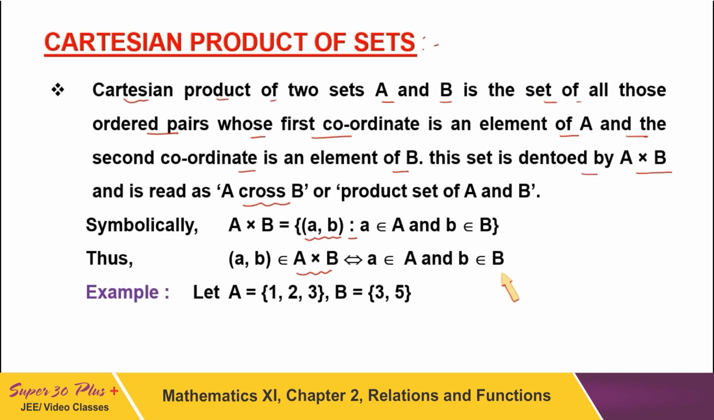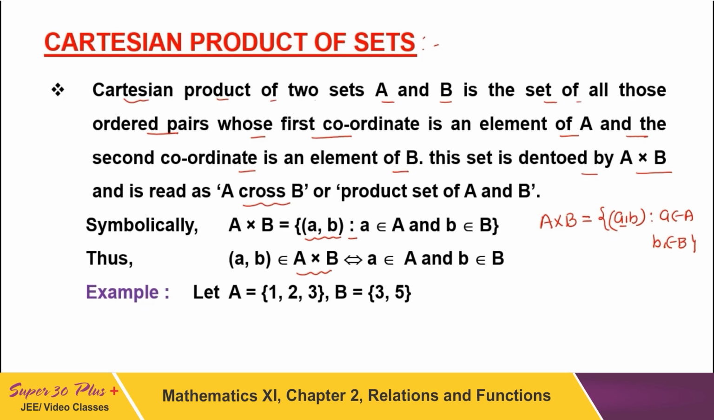What is the meaning? It means the Cartesian product is a set of ordered pairs. It contains different ordered pairs, listed here such that first elements come from set A and second elements come from set B.